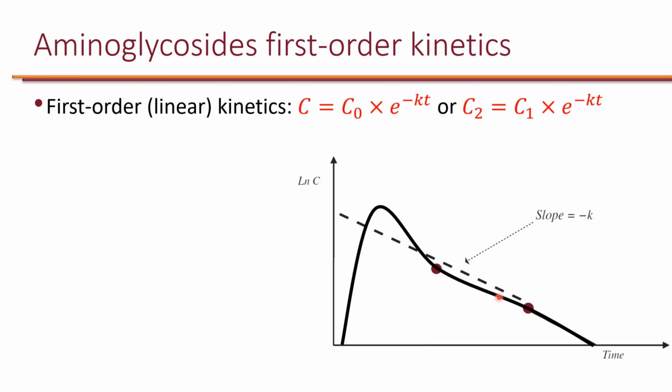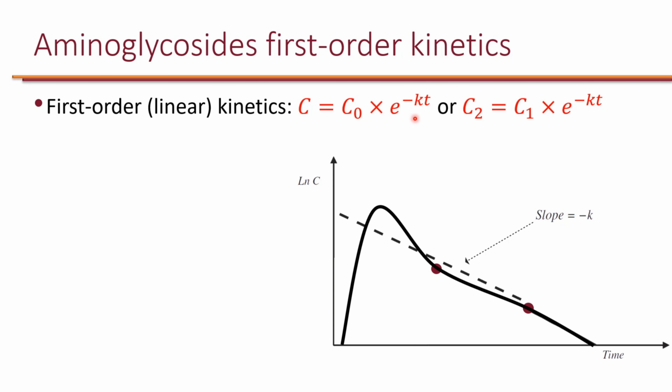And it's during this phase that we would like to get levels to calculate the slope of the line, which would give us the elimination constant, or negative K. You can use the famous equation C equals C naught times e to the negative KT. And basically that means that your final concentration equals your initial concentration times e to the negative KT.